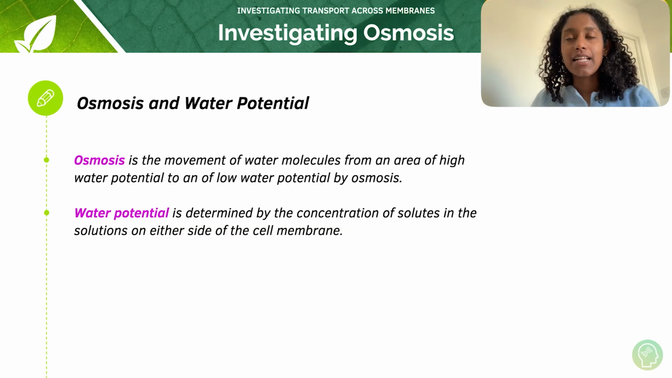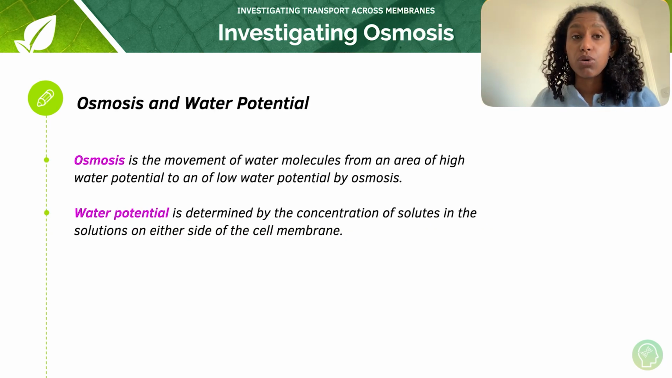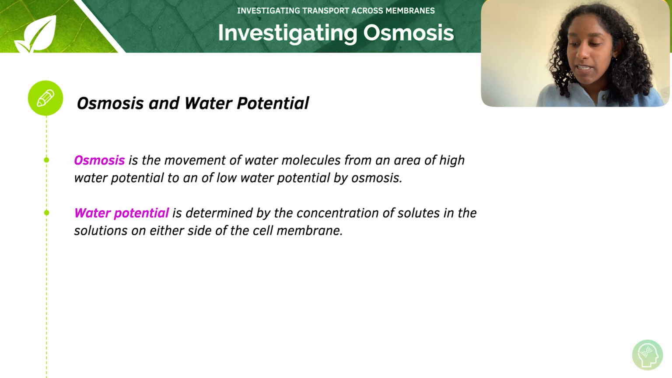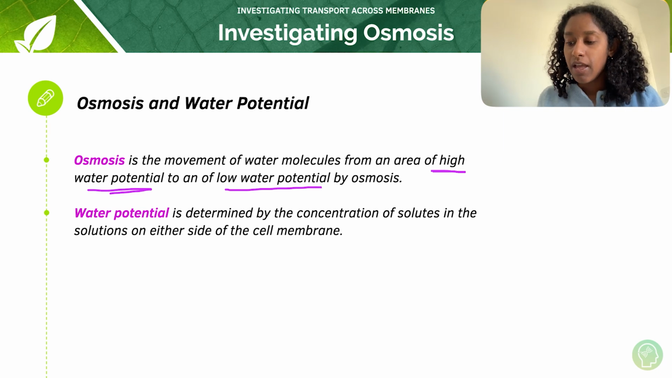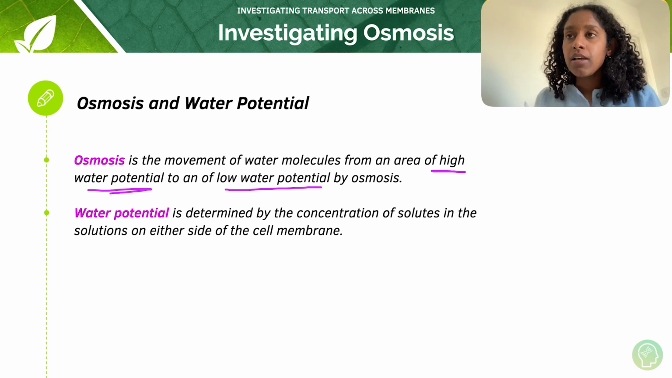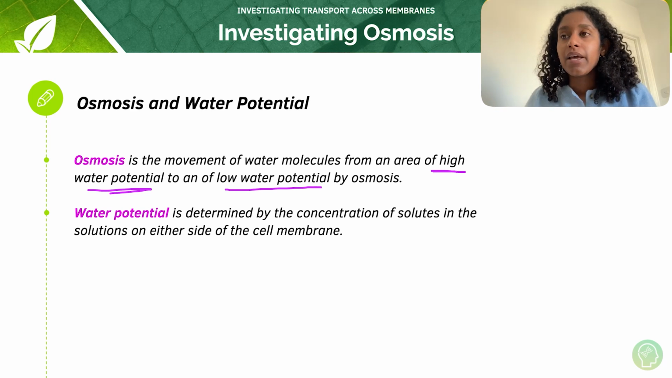So now let's look at osmosis. So we're going to quickly recap what osmosis is. This might ring some bells from the previous tutorial. So osmosis is the movement of water molecules from an area of high water potential to an area of low water potential. And water potential is determined by the concentration of solutes in the solution on either side of the cell membrane. So we're going to investigate osmosis using plant tissue.